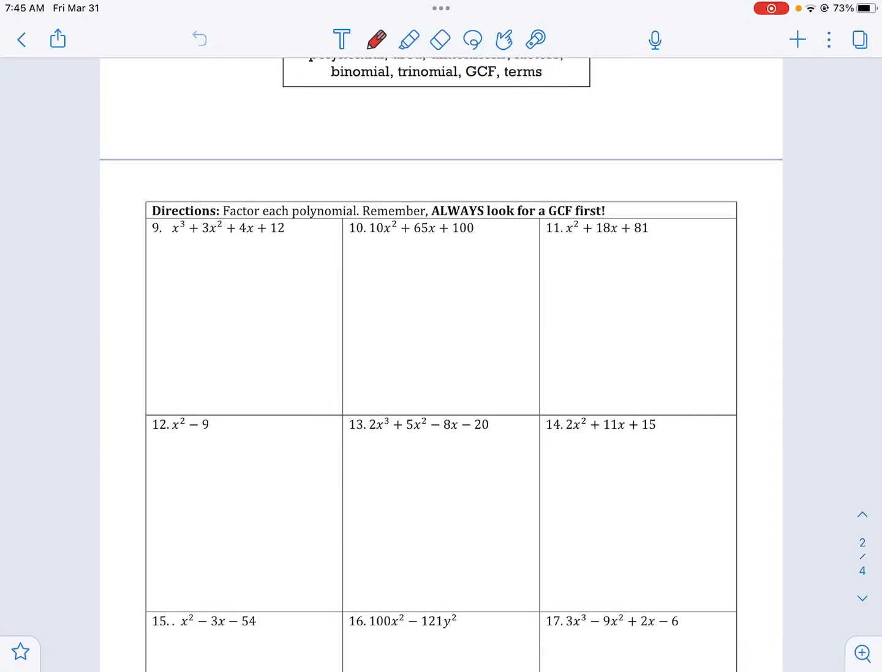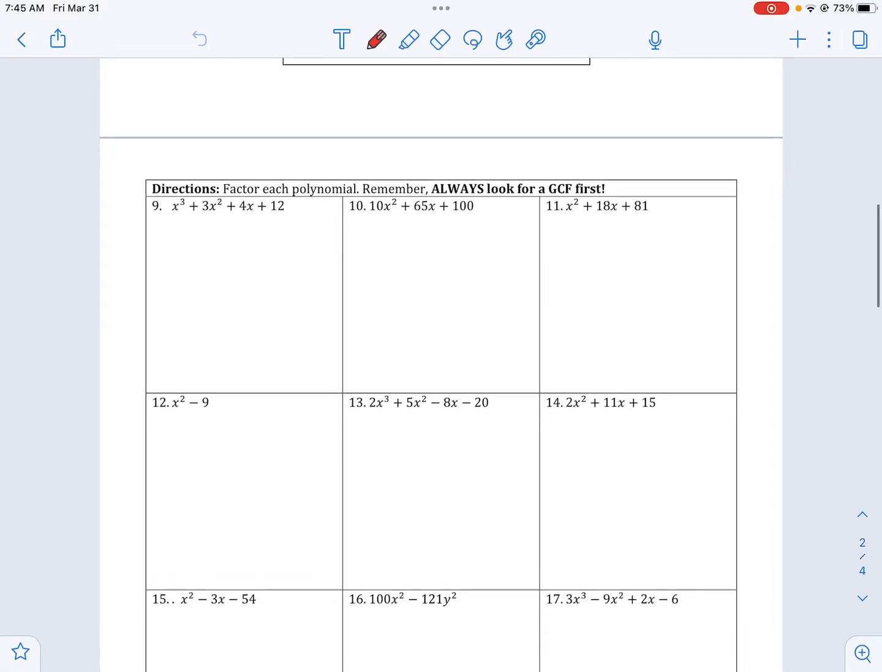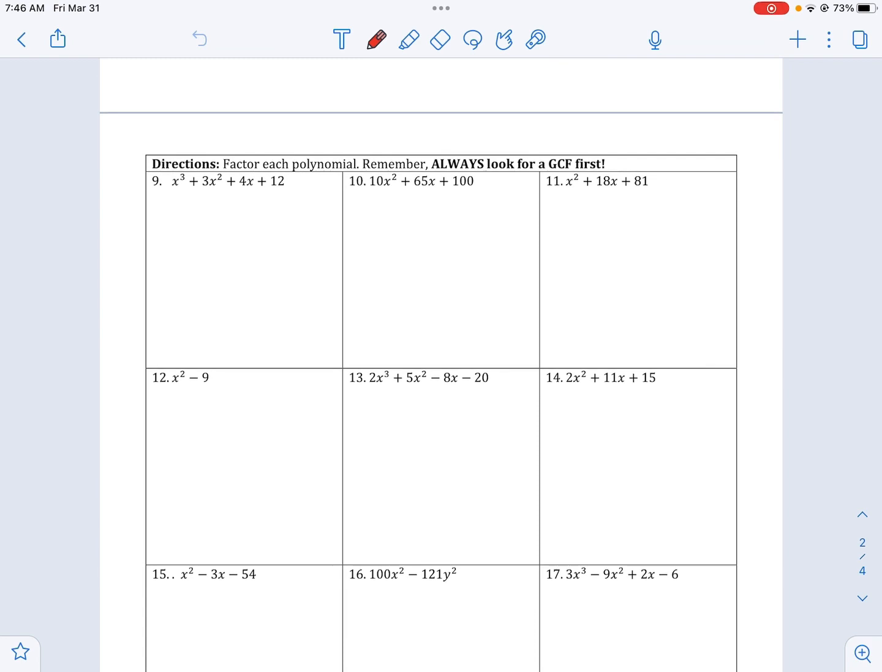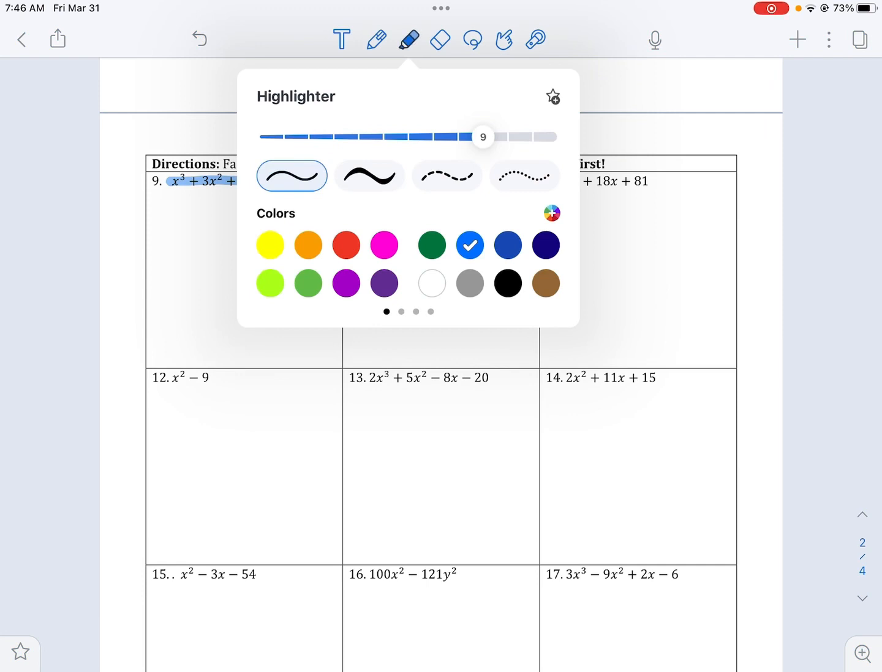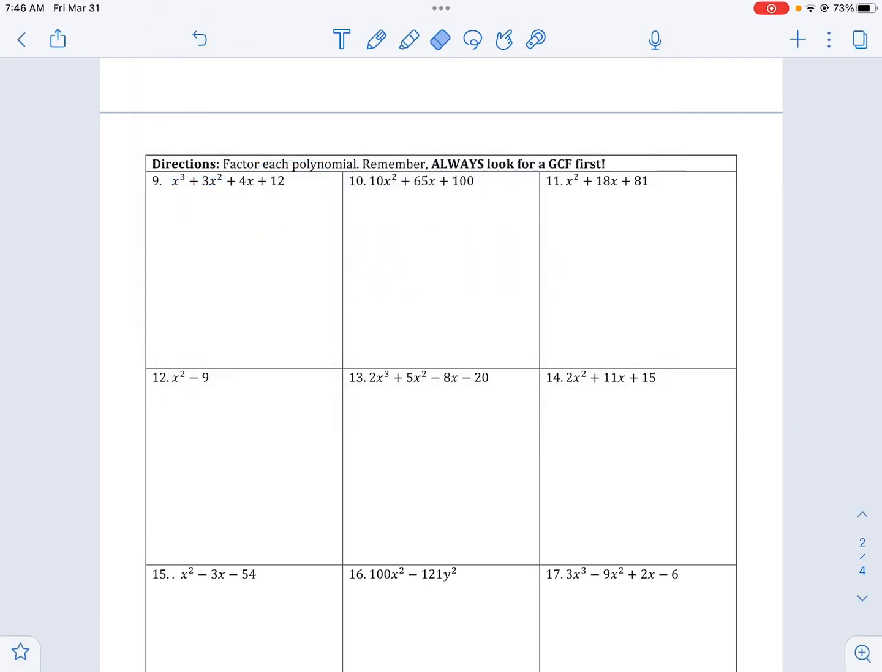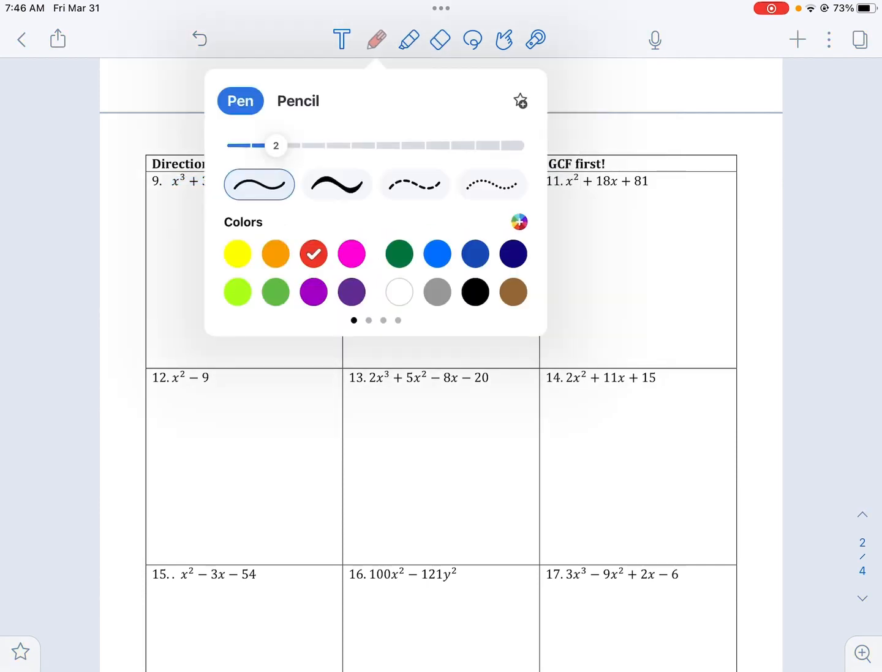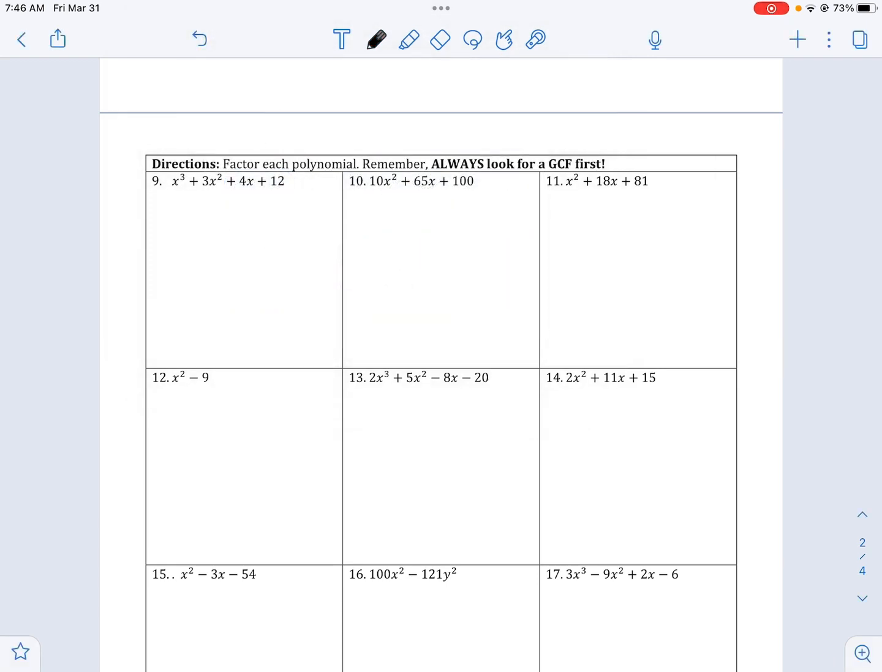We're going to go ahead and get started on question number 9. So we have 4 terms. If we look at that sheet, we can go ahead and ask ourselves first, do we have a GCF? No. So we're going to go ahead and just put this all into the box and find the GCF of each row and each column. Okay, here we go.